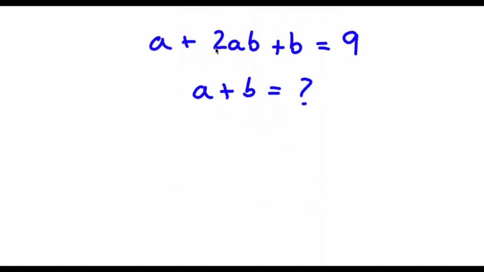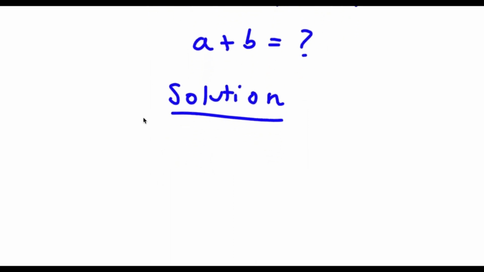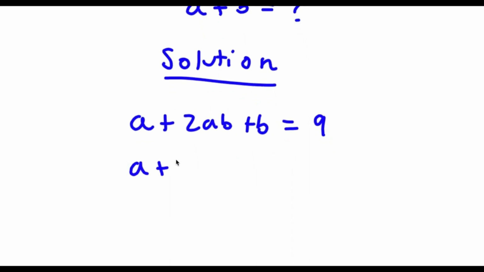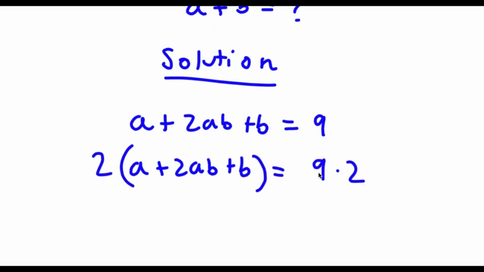Alright, so I have a plus 2ab plus b is equal to 9. So I want to find the value of a plus b. So, for my solution, first start with a plus 2ab plus b is equal to 9. Now, I'm actually going to multiply both sides by 2. So now I have 2 times a plus 2ab plus b is equal to 9 times 2.